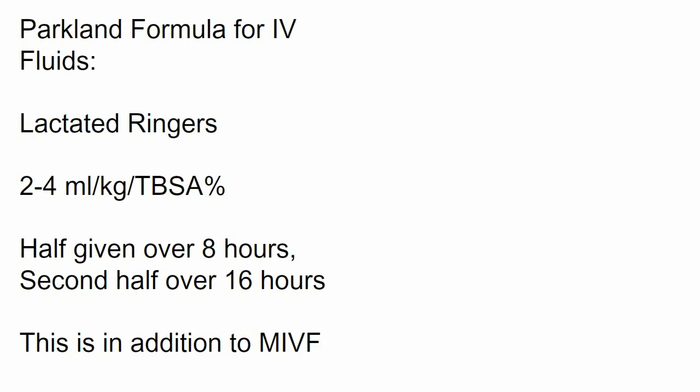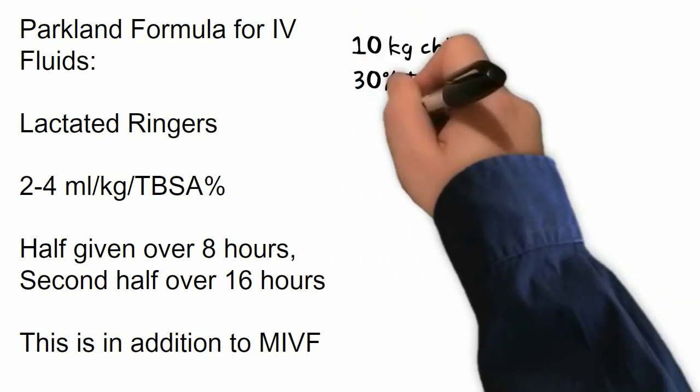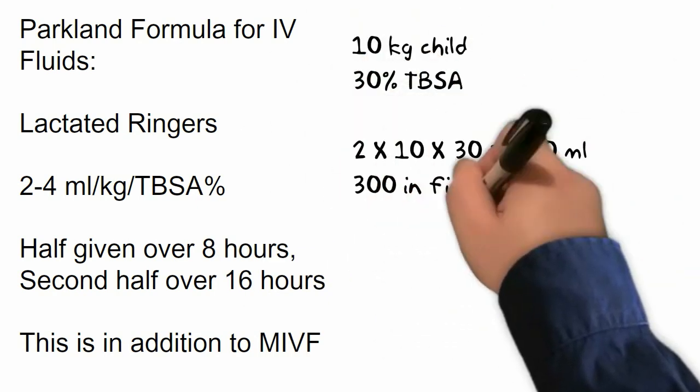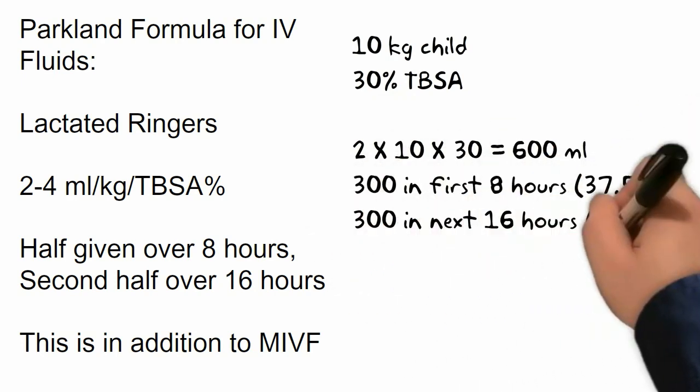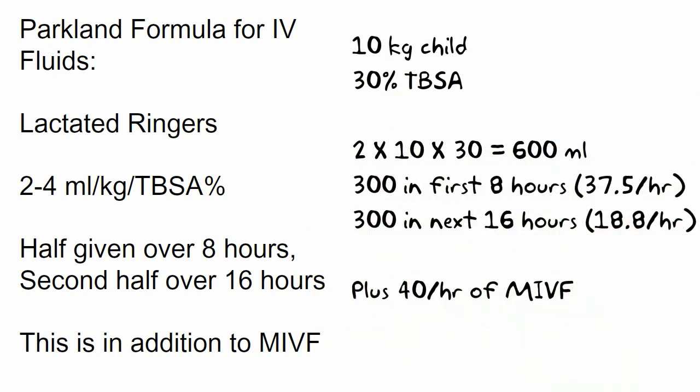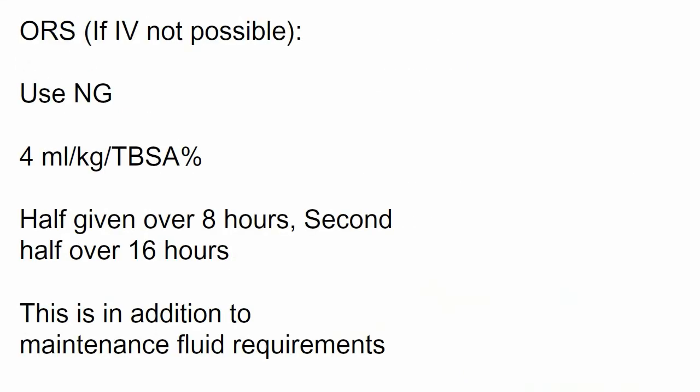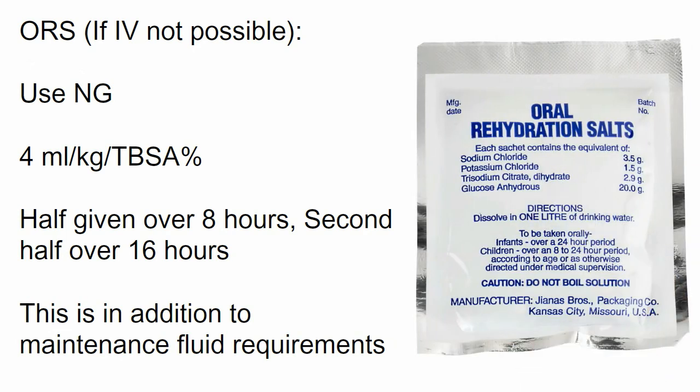The calculation for a 10 kilogram child with a 30% body surface area burn is provided. Notice that you calculate the amount of fluid for resuscitation and then you add this to the maintenance IV fluid rate. If you are not able to give IV fluids, oral rehydrating solutions are acceptable and typically given via nasogastric tube. The volume given is 4 milliliters per kilogram per percent surface area burned, and half of this is given over the first 8 hours and the remainder over the following 16 hours. This is in addition to the patient's maintenance fluid requirement.